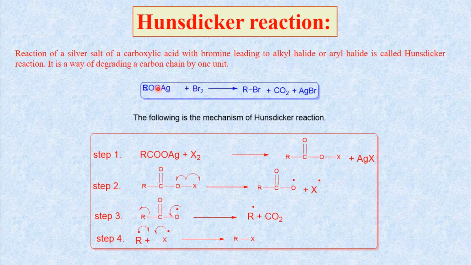The silver salt of a carboxylic acid reacts with Br2, or X2. So instead of bromine, chlorine and iodine are also used. We will get the alkyl bromide, CO2 and AgBr. Now let's see its reaction mechanism: how the silver salt of a carboxylic acid converts to an alkyl halide. This is the general mechanism of the Hans-Dicker reaction.